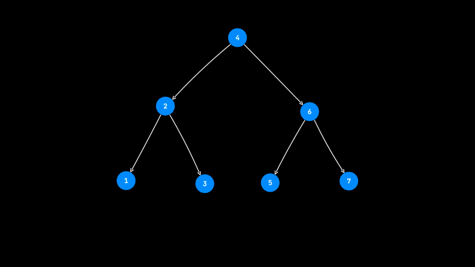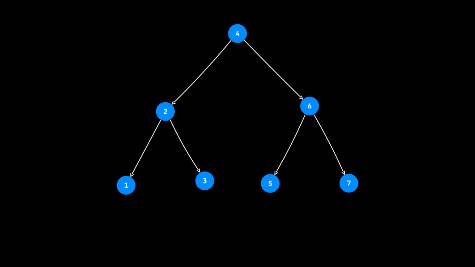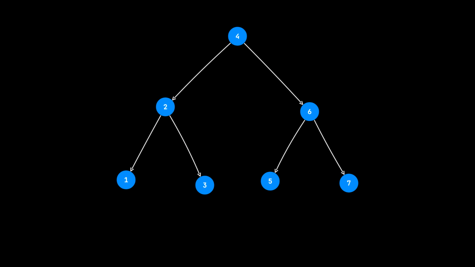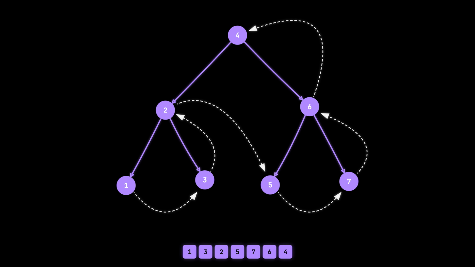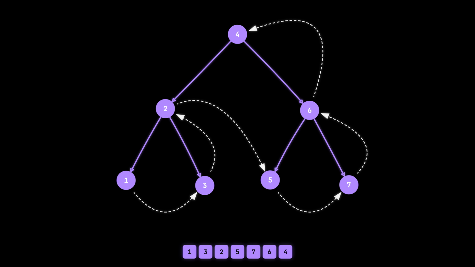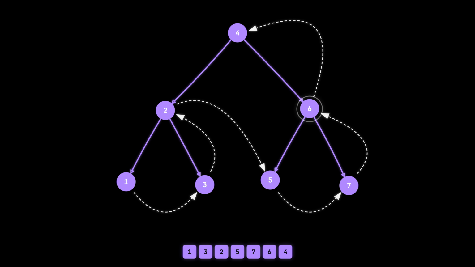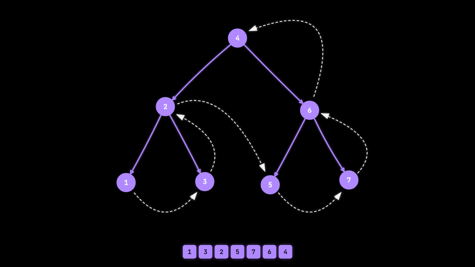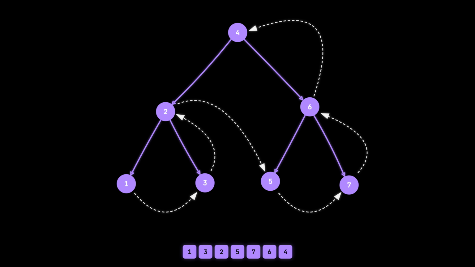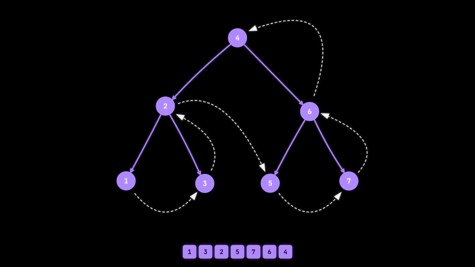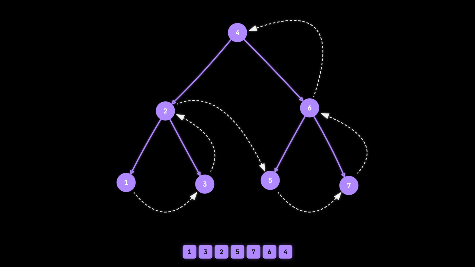Okay, so in most tree traversals, the root comes somewhere in the middle. But postorder is different. See, postorder gives the root at the very end. 1, 3, 2, 5, 7, 6 and 4 last. Root always comes last. Just learn one small rule and you will never forget this order.